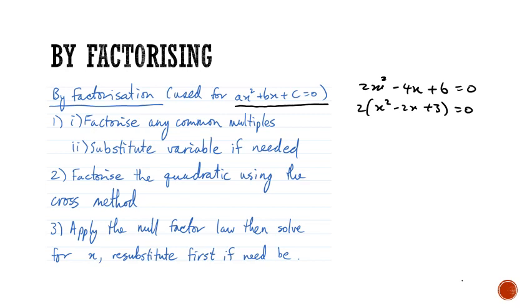Then the second step is you substitute any variables if you need. Now we'll come back to that one in a little bit. Then once you've done that, factorize the quadratic. So this one, for example, we can factorize that using the cross method. Now you don't have to use the cross method, as I mentioned before. If you have other ways you want to do it, feel free to do it, but cross method is generally the quickest way. And then 3, apply the null factor law, then you solve for x, and then you resubstitute if you need to.